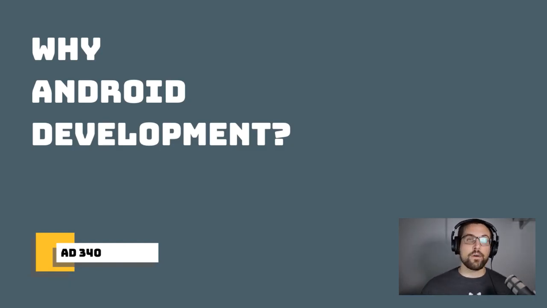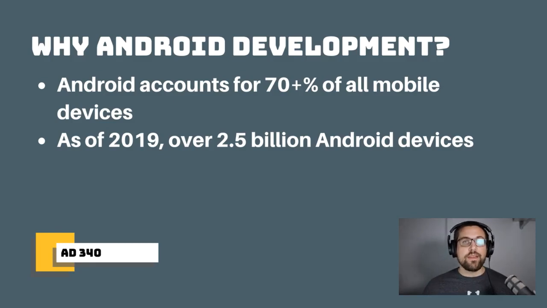So why then are we going to choose native Android development? Well, Android devices account for over 70% of all mobile devices in the world. I think it's something like 72% of all mobile devices are using the Android operating system. As of 2019, Google announced at their big Google I/O conference that there were over 2.5 billion Android devices out there in the world. We're another year removed from that, so I'm sure that number has gone up quite a bit. So obviously Android is just a huge market share with so many devices.